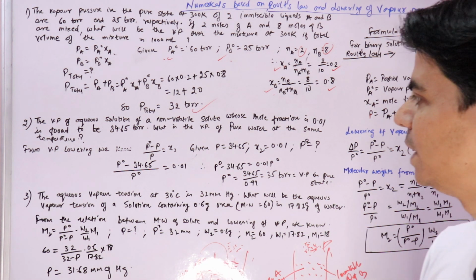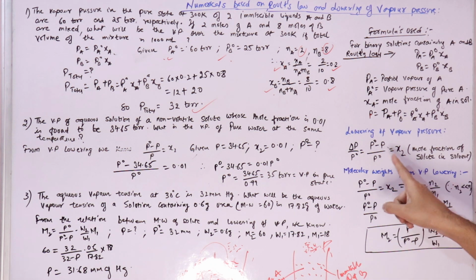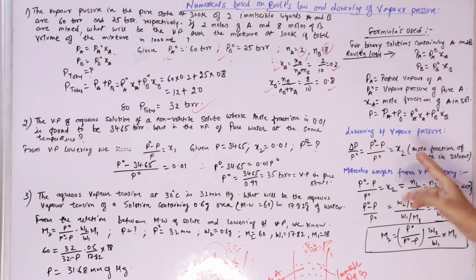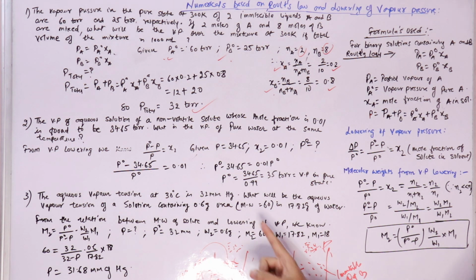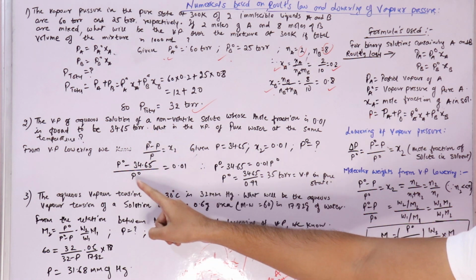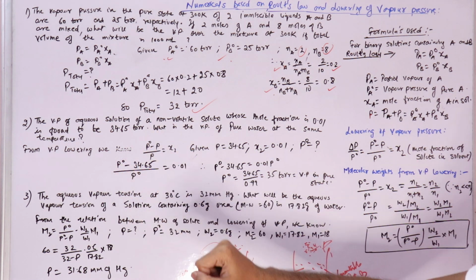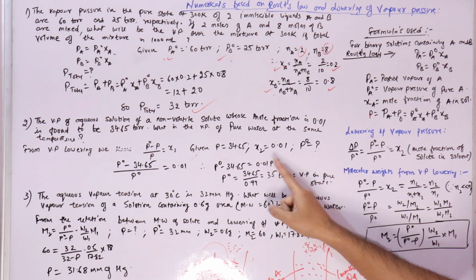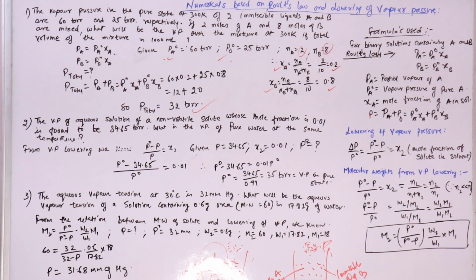solute, right? So we know that the relation of lowering of vapor pressure and mole fraction of solute is this: P0 minus P upon P0 is equal to X2, where P0 is vapor pressure of pure liquid, which we have been asked here, of pure water. P is vapor pressure of solution, and X2 is mole fraction of solute, which is given to be 0.01. So if you substitute these values here, you need to find the value of P0. It's a simple calculation which will come out to be 35 torr.